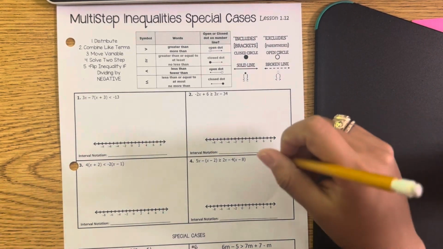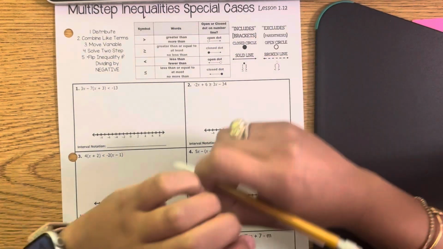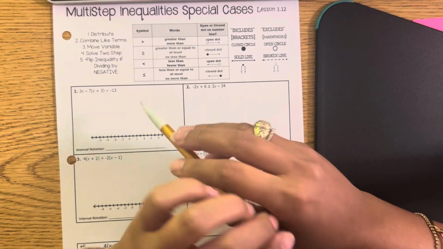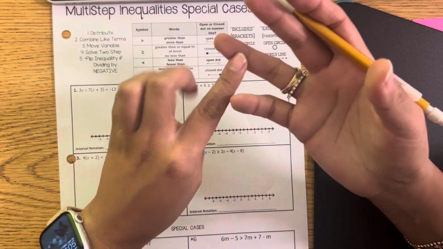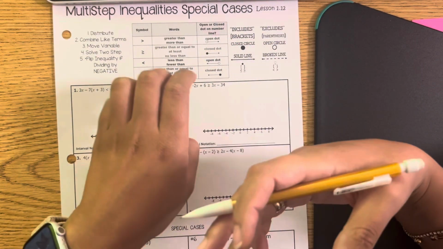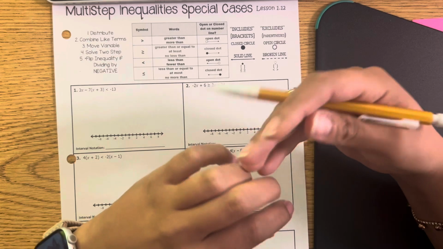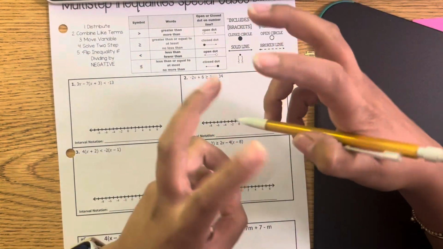Okay, so we've been solving multi-step inequalities. Just to recap a couple of things before we start. Remember, your first step is distribute on either side, then combine like terms on either side, move the variable over by adding or subtracting, and then solve the remaining two-step, which technically is called like 7th grade level.